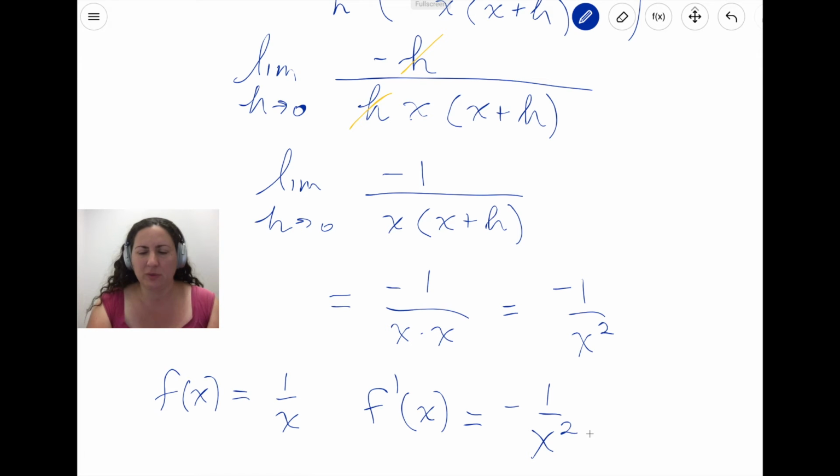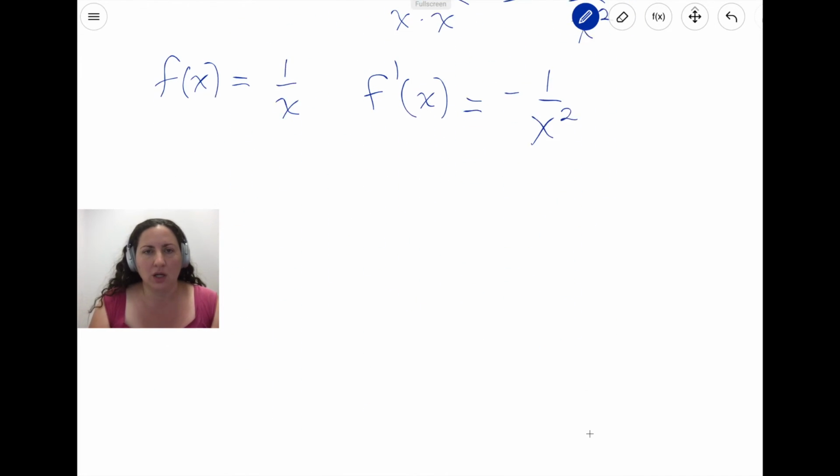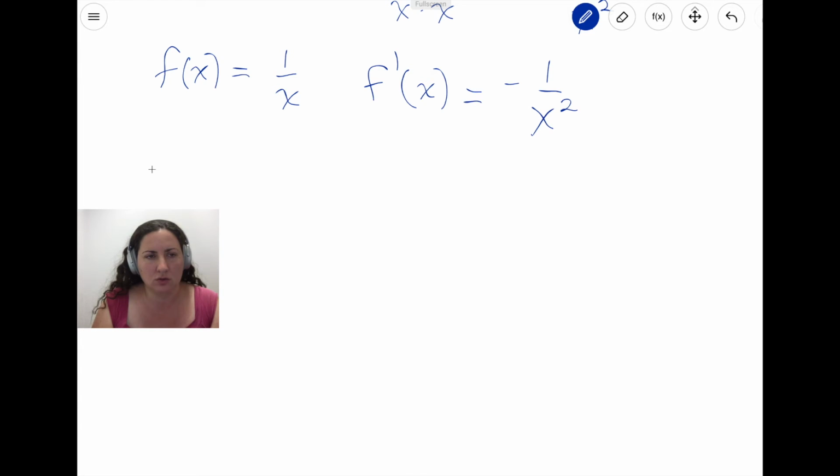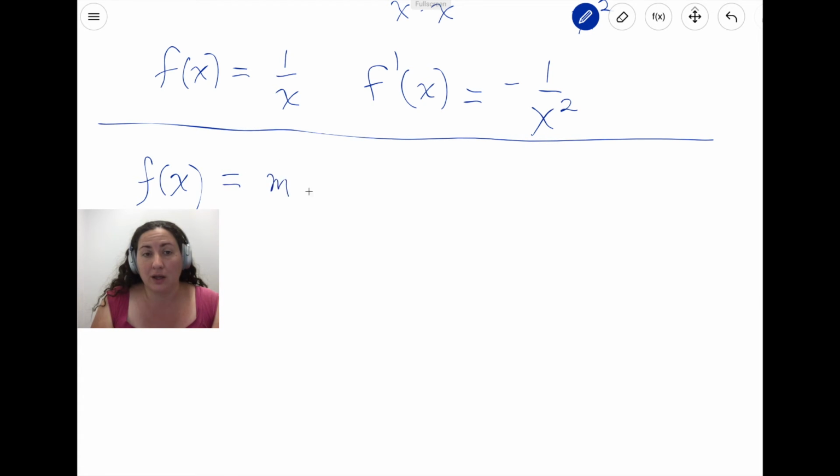Okay, why don't we do a final example? Let's do f of x is equal to mx plus b. So this is a little more of a general example, but it'll give us a nice general result that we'll be using all the time when we're doing calculus, right? So m and b here are constants. So this is a linear function, right? This is a straight line.